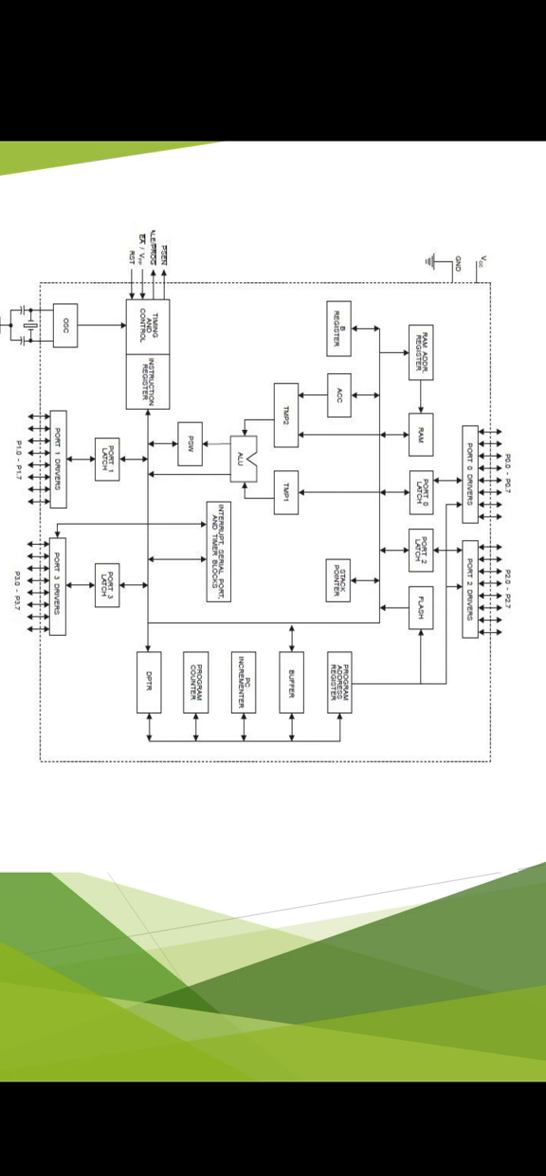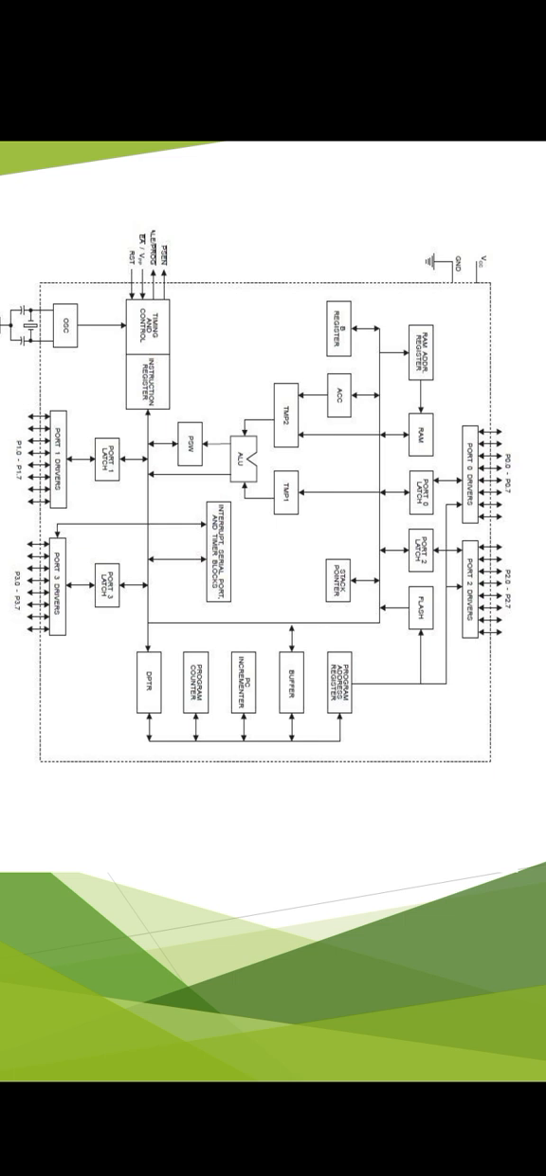Then PSEN, that is program store enable. This pin is active low when reading the external program memory bytes. RD means read. When reading a byte from external data memory, the pin will become active low. WR means write. When writing a byte to external data memory, the pin will become active low.